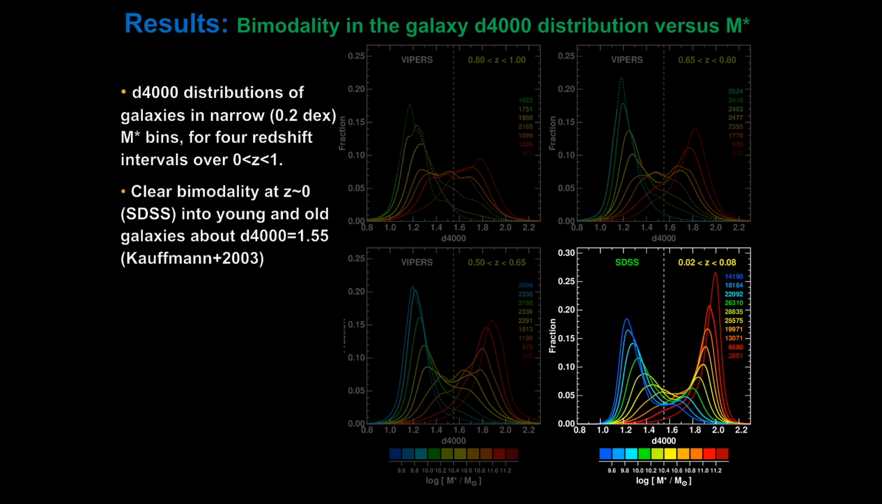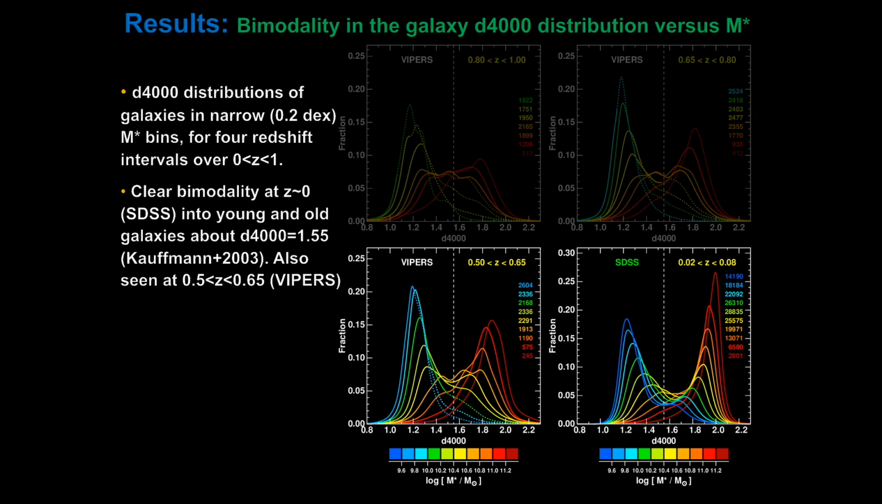Focusing first on local galaxies from the SDSS, we see the clear bimodal distribution with the steady progression from low mass galaxies being located on the blue cloud to high mass galaxies being located on the red sequence. As we move to higher masses, the peak marking the red sequence gets higher, steeper, and slowly moves to larger D4000 values. In between the two peaks we see a deep green valley, and the white dashed line marks the D4000 equal 1.55 limit used by Kauffmann et al. to separate young and old galaxy populations.